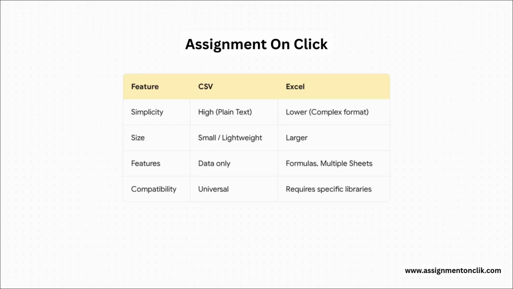So let's break this down. What's the real trade-off here? Well, a CSV is your go-to for raw data transfer, mainly because it's so simple and small. An Excel file, on the other hand, is what you use when you need all that extra functionality, like formulas or charts or multiple tables all packaged together. Knowing the difference right from the start helps you figure out how you're going to need to handle the file.